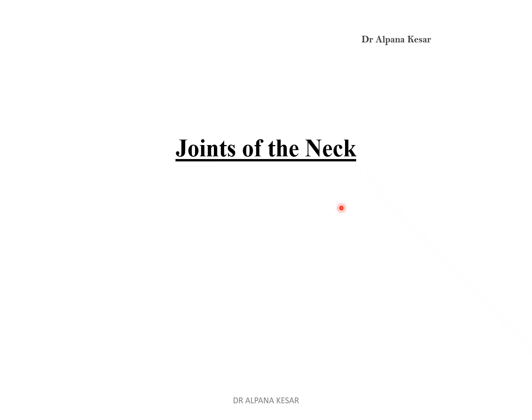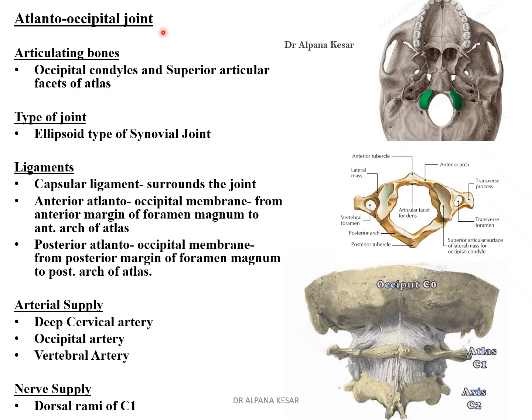Joints of the neck. Atlanto-occipital joint is the most superior joint of the neck. It is formed between the occipital bone and the first cervical vertebra. The articulating bones in the joint are the occipital condyles, which is this, with the superior articular facet, which is this, of the atlas. It is an ellipsoid type of a synovial joint.